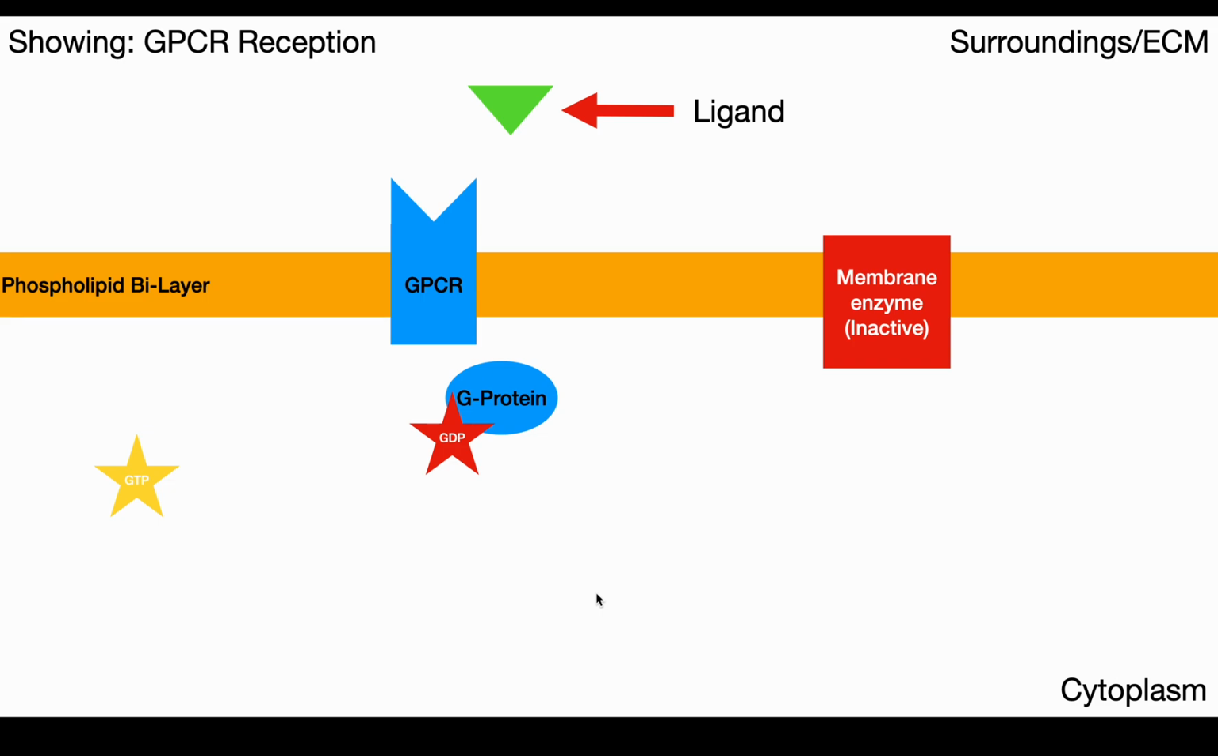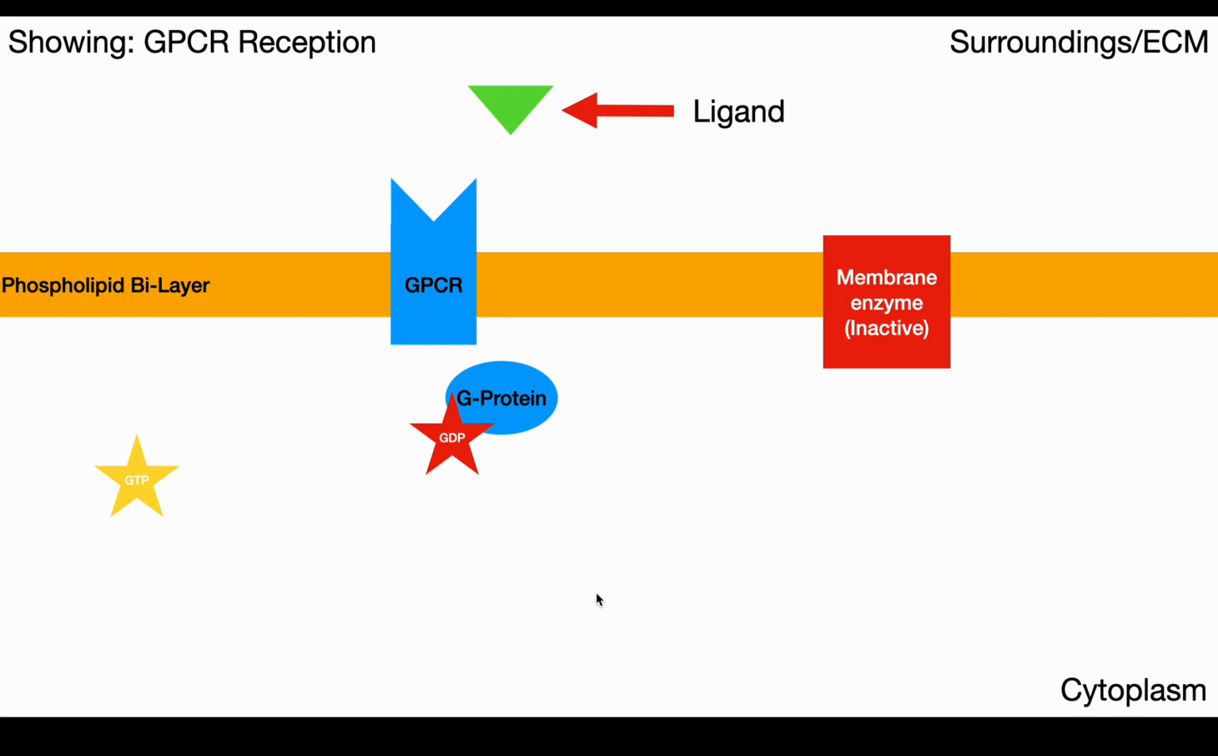Hello guys, today we're going to be looking at the three kinds of receptors in cell signaling. We're going to start here with GPCR, which stands for G protein coupled receptor. Sorry, should be using the correct words here, right?